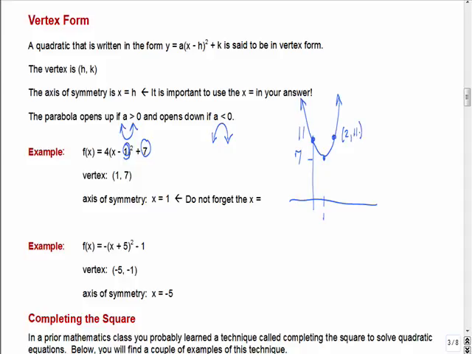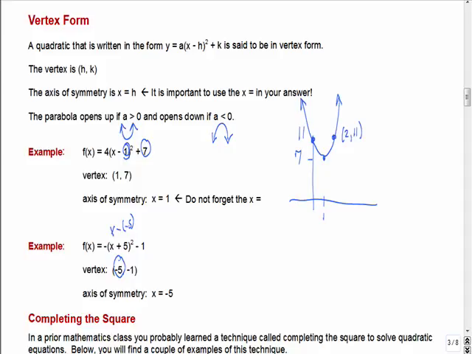Let's take a look at our second example. Suppose we're given f of x is the negative of the quantity x plus 5 squared minus 1. Now if I want to get the vertex, you'll notice this is not written in the form x minus a number. It's written as x plus. And so we would have to think of this as x minus a negative 5. And so therefore, the x-coordinate of our vertex is negative 5.